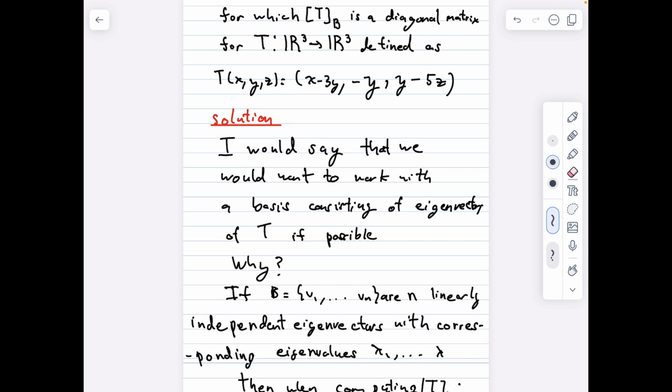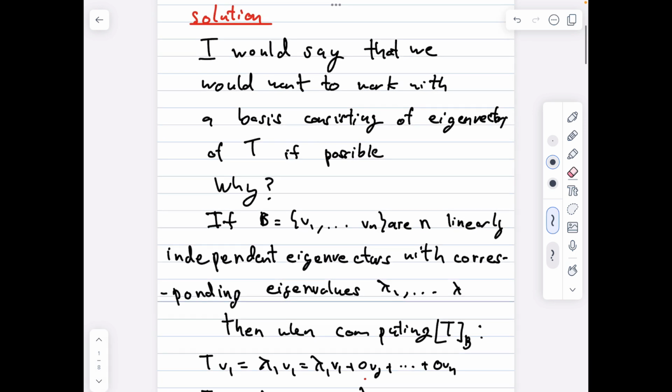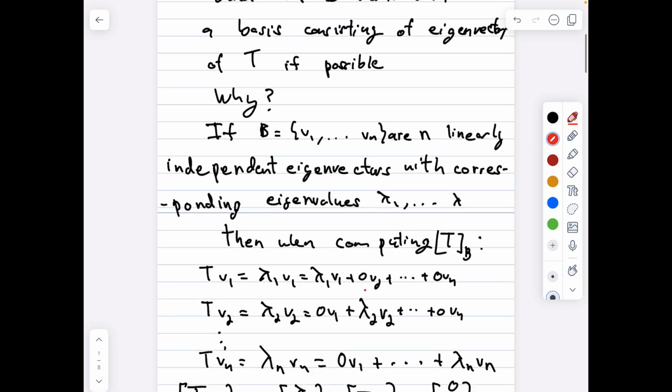So to answer this question, if I was looking for a basis for which the matrix of this linear transformation would be diagonal, I'd try to pick a basis that consists of the eigenvectors of T, if possible. In this case, because we're going to R3, I have to have three eigenvectors that are linearly independent, and I want to work with the eigenvalues.